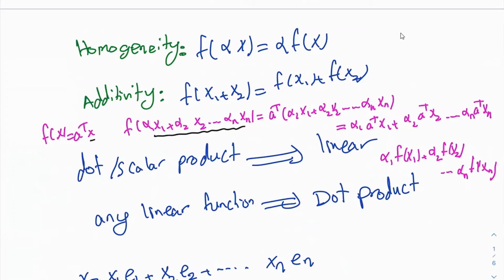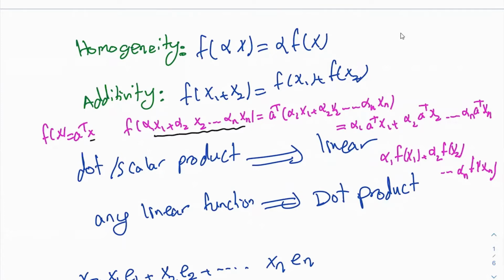Okay. Now we talk about the multiplication of a vector by a constant. These alpha values are actually constants, right? So you can take them out of this dot product. What you get is alpha 1 times A transpose x1 plus alpha 2 times A transpose x2 and all the way to alpha n times A transpose xn.